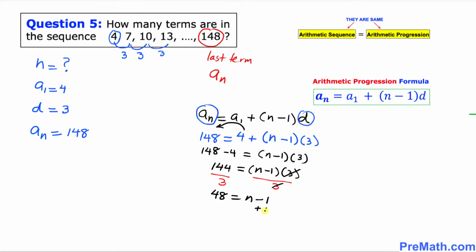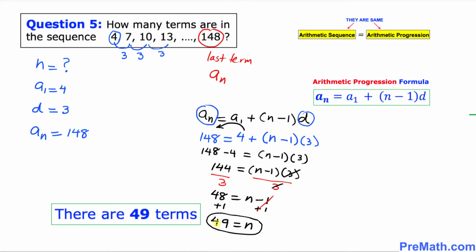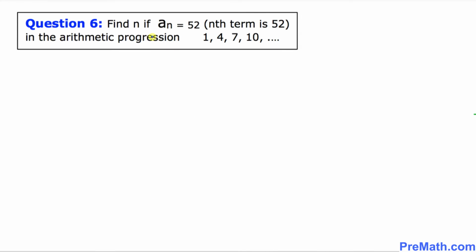Here I'm going to add 1 on both sides. As you can see, the negative 1 and 1 are gone. So we simply end up with n equals 49. Thus n equals 49 means we have 49 terms in this given sequence. And here is our next question. Find n if a sub n equals 52. In other words, the nth term is 52 in this arithmetic progression 1, 4, 7, 10 and on and on.